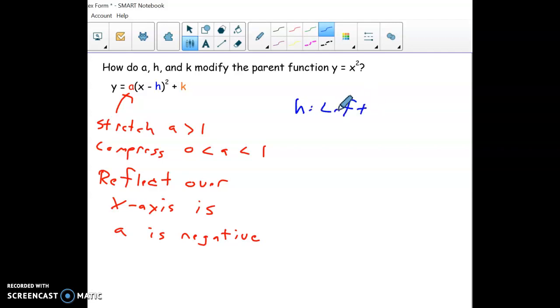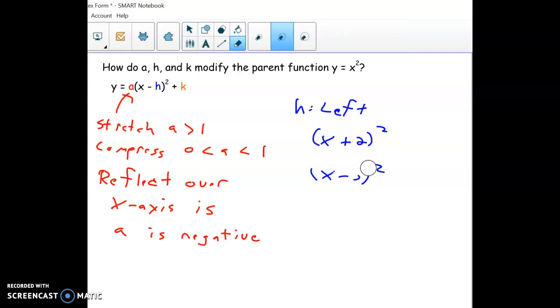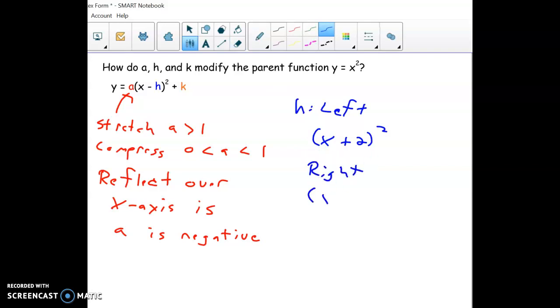And so I would just do an example. If it goes left, it would actually be like x plus 2. So you think x plus 2 would move it right, but it'll actually move it left. And then like x minus 3, that would move it right. Sorry, I should have left space for right. An example of right would be x minus 3. Okay, and so if it's inside with x there, that moves it left or right. If it's on the end, that's going to move it up or down.